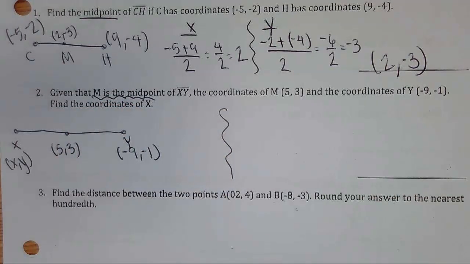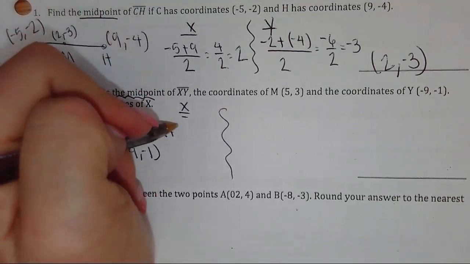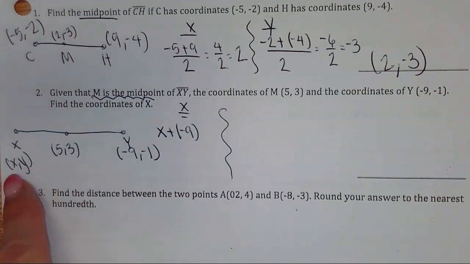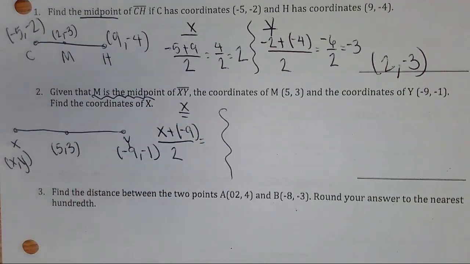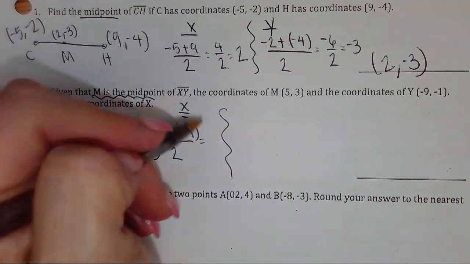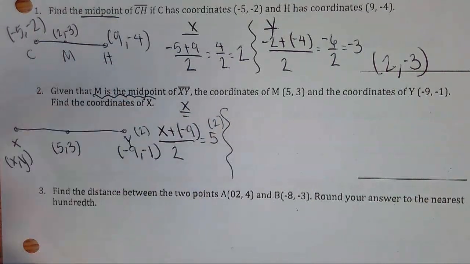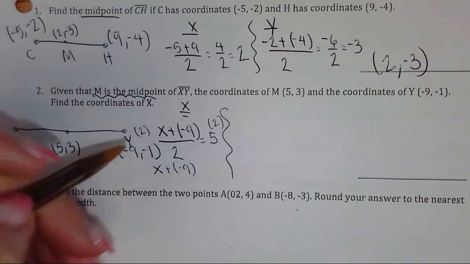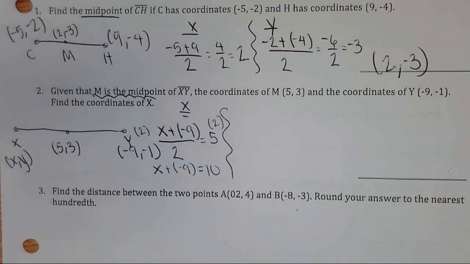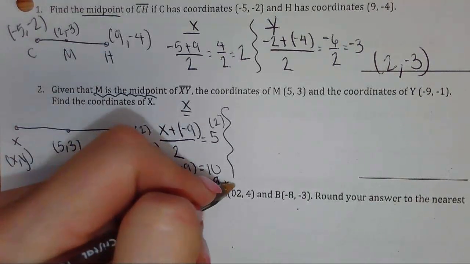First things first, I'm going to find my x just like before. This time I don't know my x value, so I'm going to do x plus -9. Again, I'm putting an x here because I don't know that x value. I'll divide it by 2 and set it equal to the x value of my midpoint, which is 5. I'm going to multiply both sides by 2, and I'm going to have x plus -9 equals 10. Then I'm going to add 9 to get x by itself, and get x equals 19.